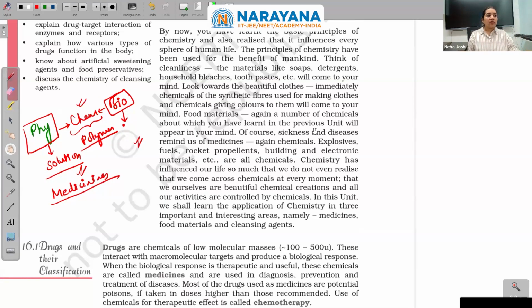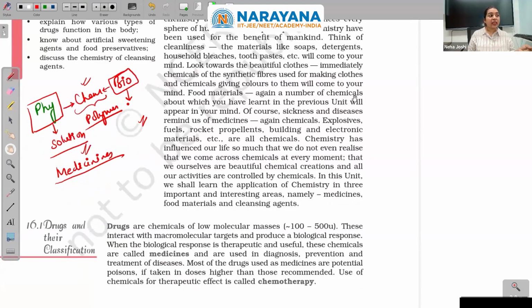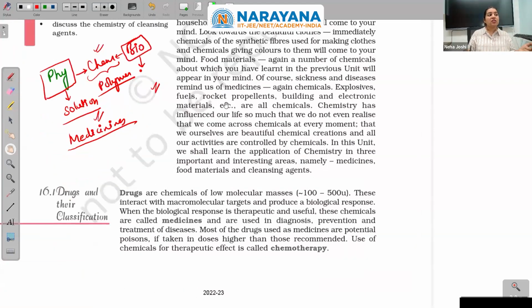Okay, coming back to food materials, there are a number of chemicals about which you have learned in the previous unit, biomolecules, that will appear in your mind. Of course, sickness and disease remind us of medicines, which are again chemicals. Explosives, fuels, rocket propellants, building, and electronic material, etc., are all chemicals.